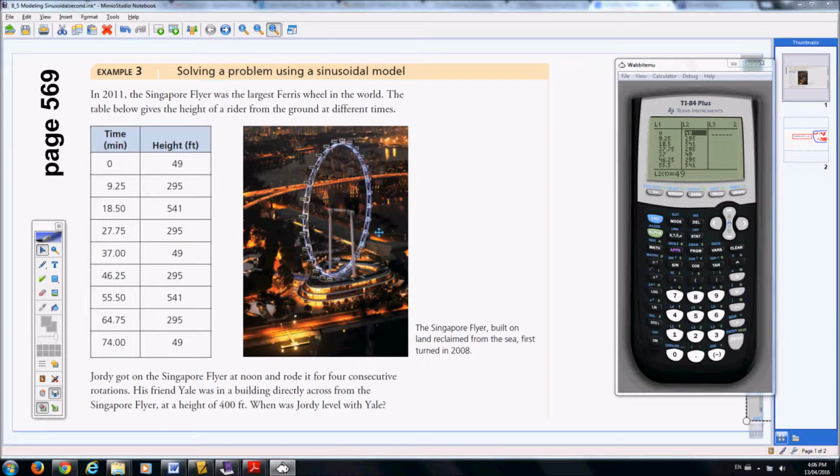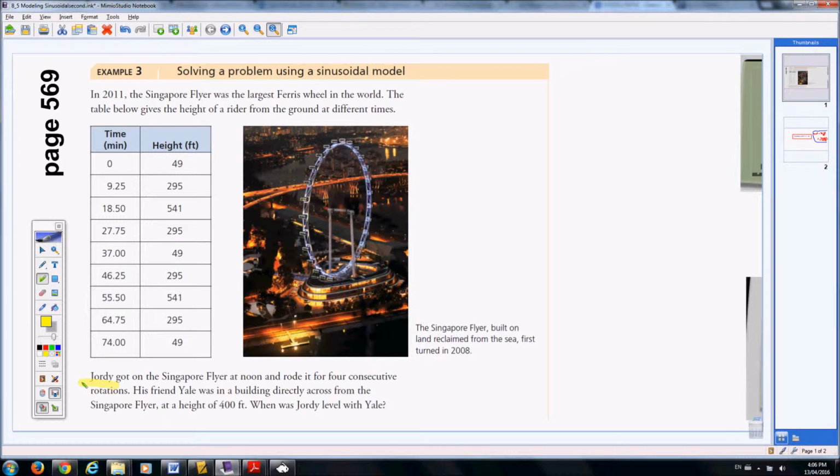Welcome to solving a problem using a sinusoidal model. In this particular example, we are looking at the Singapore Flyer, which is the largest Ferris wheel in the world, and the table of values to the left here shows the height of a rider from the ground at different times. Now we're going to be talking about two friends here, Geordie, who got to go on the flyer, and Yale, who was in the building directly opposite from the flyer, and he's standing at a height of 400 feet. This becomes important later in our question.